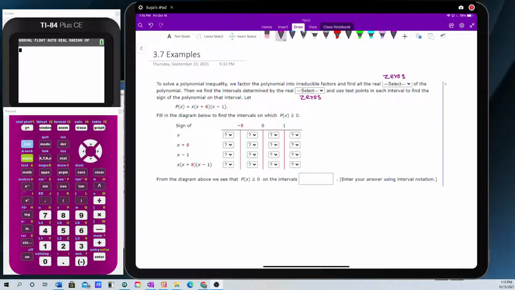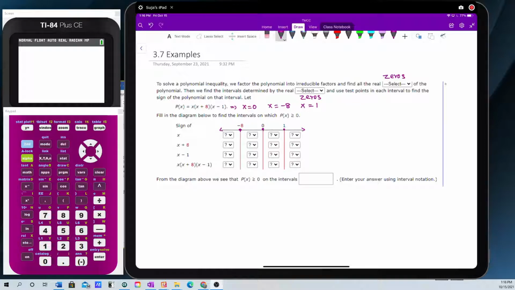And what they mean by that is, if you look at this number line, they're located at -8, 0, and 1. Because if you look at this given polynomial, x equals 0 is a zero, x equals -8 is a zero, and x equals 1 is a zero. So the number line has taken those 3 points in.